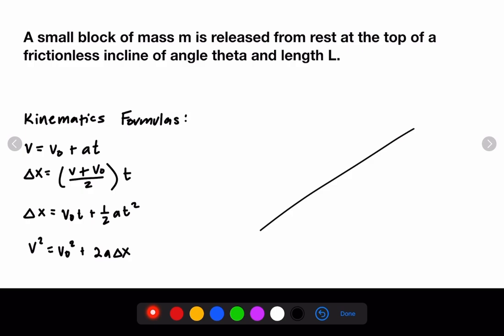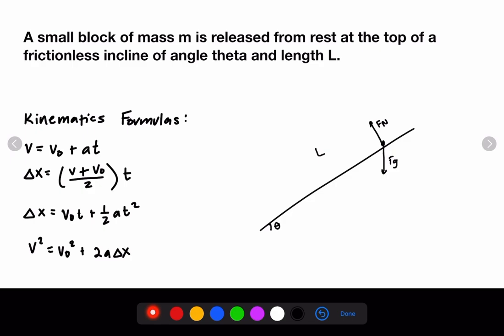We have our incline, which is length L. It is at an angle theta, and we have our block at the top of it. The only forces acting on this block are a force of gravity pointing straight down, and our normal force, which is perpendicular to the incline.